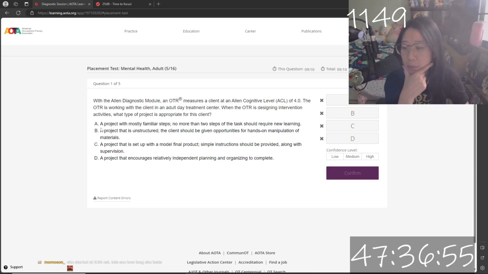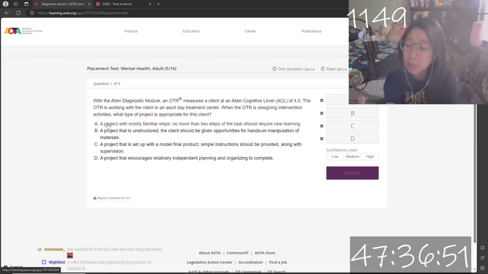Oh, man, I remember. I know what the Allen Cognitive Level test is, but I don't have it memorized. Am I really supposed to have to memorize this? That's ridiculous because whenever I need it, I can just pull up the binder or my phone.